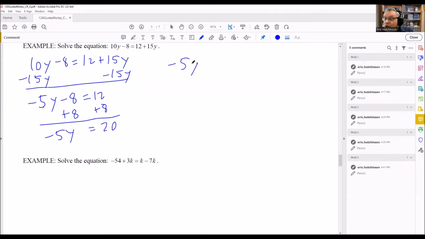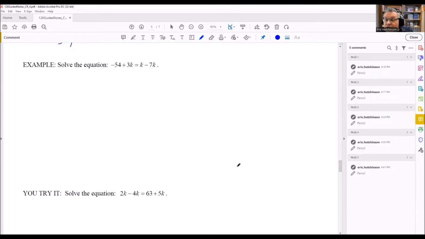So now we'll come over here. Negative 5y equals 20. The final step I'm going to do is divide by the number in front of the y. Okay. If you want to get the variable by itself, if there's a number there, that's the one you're dividing by. It's multiplication, so that's why I'm choosing to do division. So divide both sides by negative 5. y equals negative 4. And that is going to be your final answer for that one.